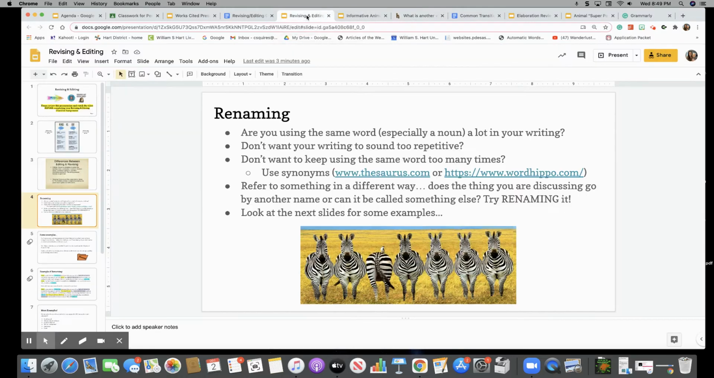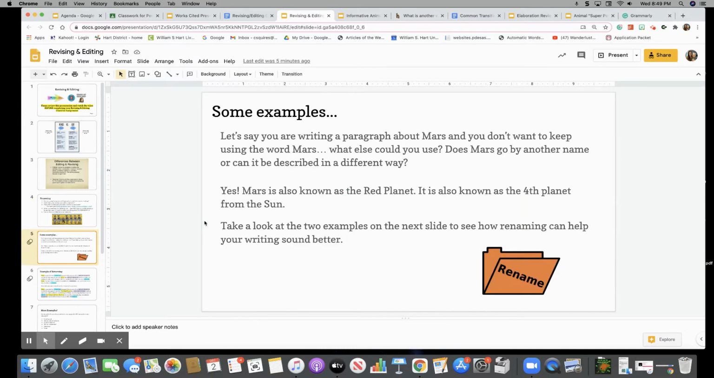So let's go ahead and go back here. So once you can find a synonym, then you can obviously substitute it if it makes sense in your sentence. Another thing that you can also think about is renaming. And sometimes that involves using a synonym, or it just requires you to brainstorm some different words that could be used in terms of phrases.